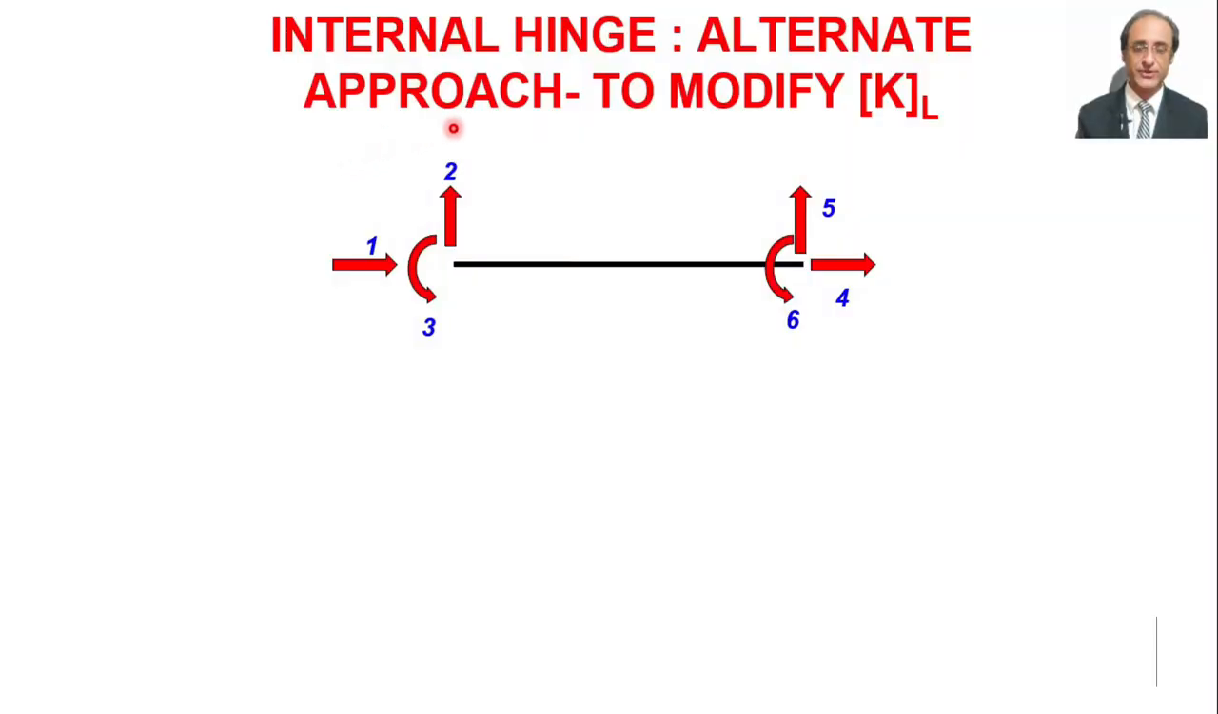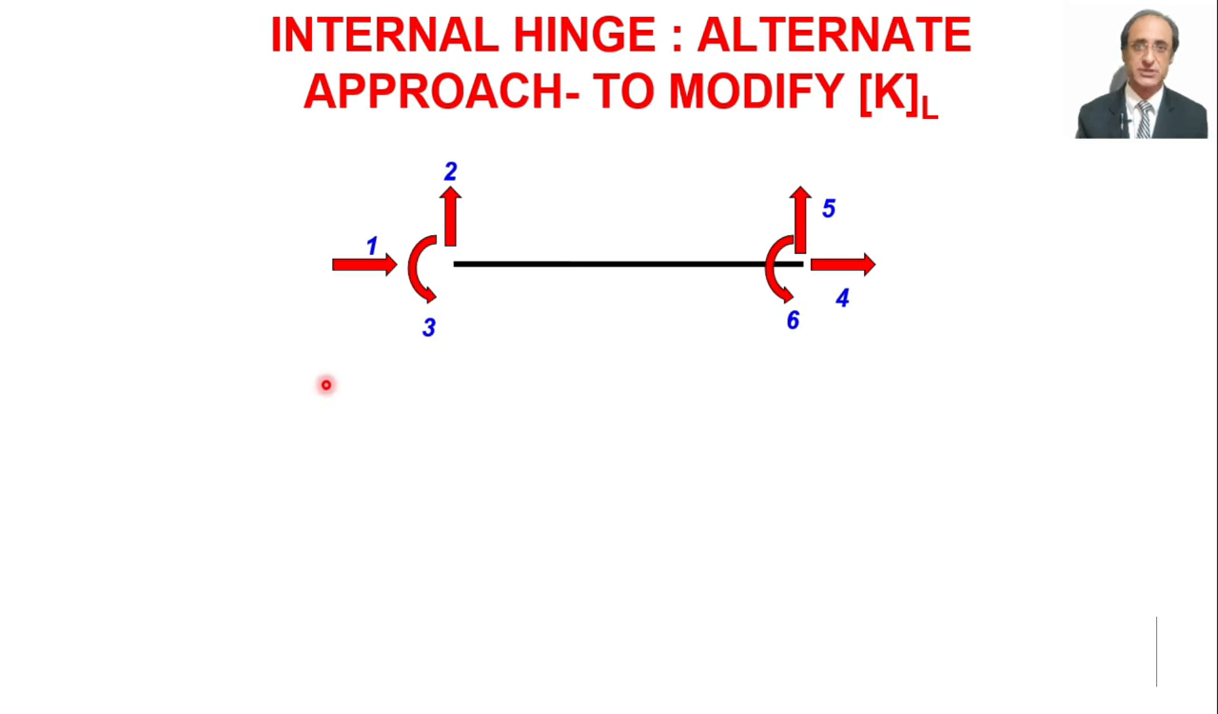So we have till now studied how we can incorporate the presence of hinges, both external as well as internal. In the case of an external hinge, the size and the constitution of the KTS does not change, but if there is an internal hinge, then it does change. Now we introduce an alternate approach where we don't involve any kind of duplication of the degree of freedom.